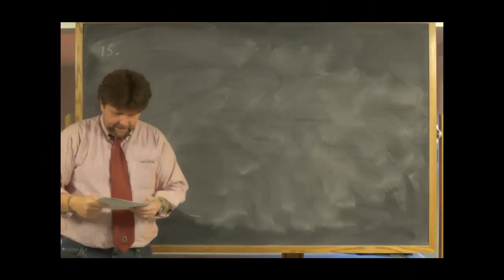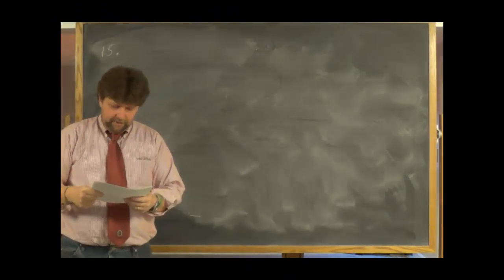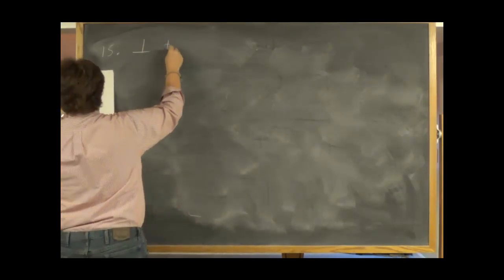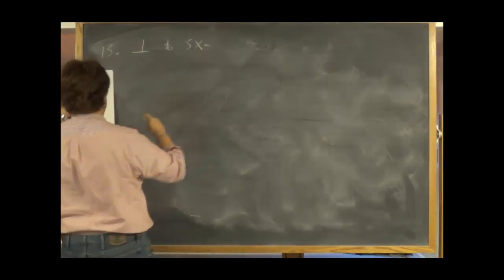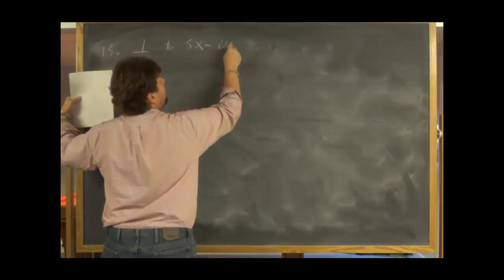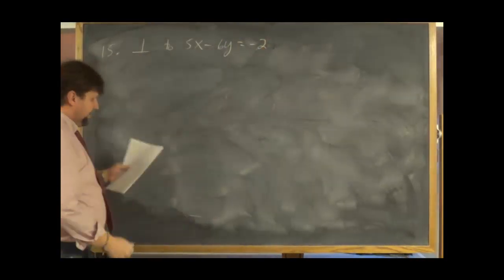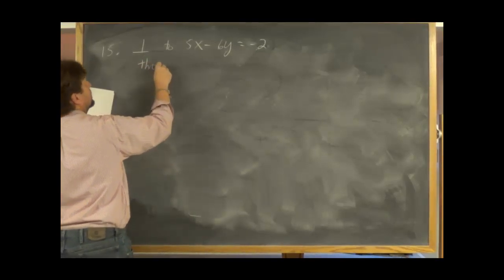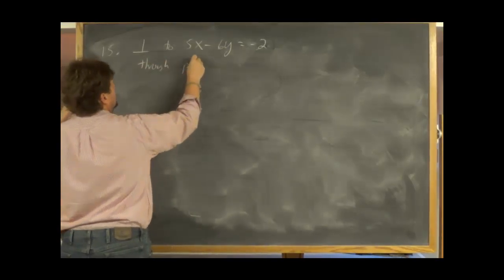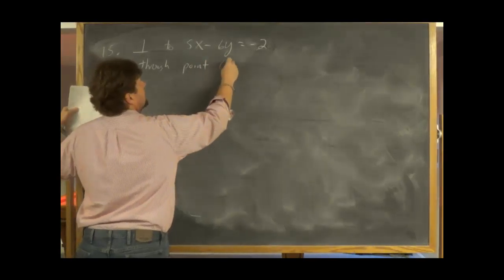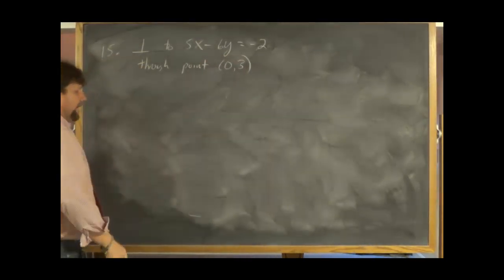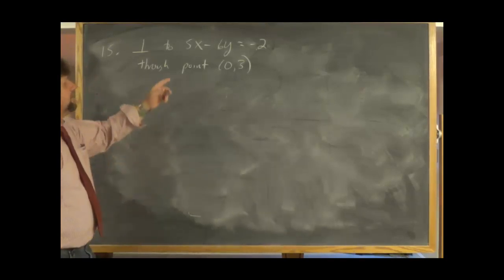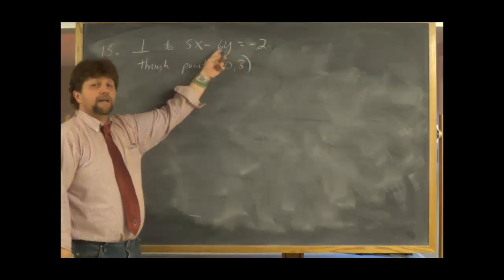Okay, here in number 15, you're asked to come up with an equation of a line that is perpendicular to the line 5x minus 6y equals -2, and it goes through the point 0, 3. First thing we're going to have to do is determine the slope of this line.